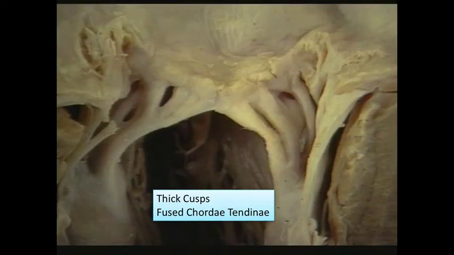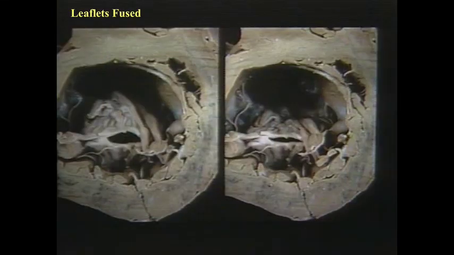So let's look at some pictures. So this is really, really thickened cusps and fused chordae tendineae. See how they're just all adhered to one another? So that's a lot of scar tissue. Here we have the leaflets actually fusing together, right? So they're not going to open effectively at all.